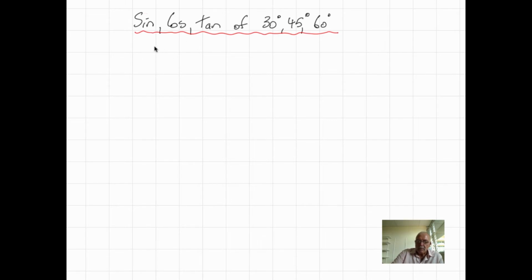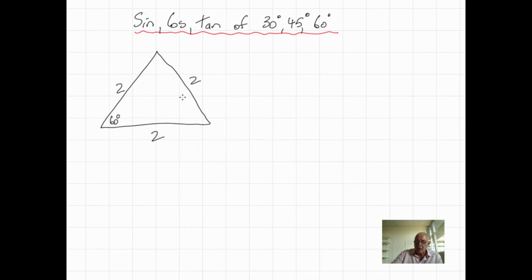The first triangle is, if we imagine an equilateral triangle of side length 2. So that's 2, and that's 2. You know from basic geometry that all the angles will be 60.